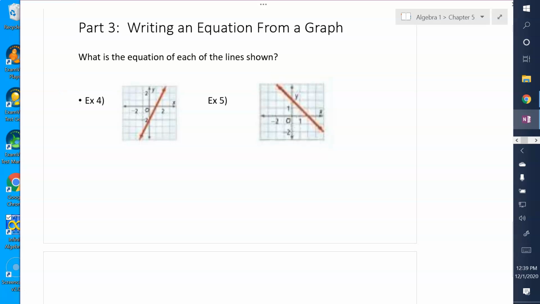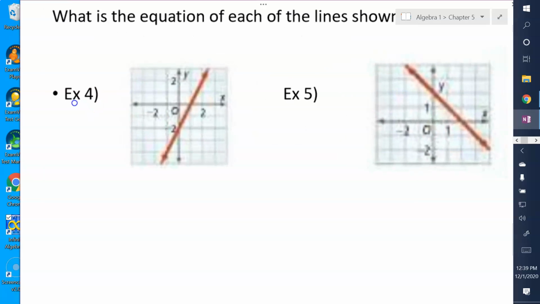Part 3. So we know that there's graphs associated with these equations, and we know they're straight lines. So you should be able to look at the graph of the line and write the equation. So let's take a look at example 4. There's two things that I need. I need to know the slope, and I need to know the y-intercept. So when I look at the graph, the way I'm going to get slope is by doing rise over run.